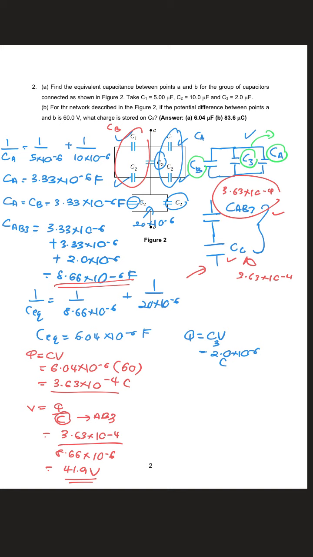Okay, and the voltage here is going to be 41.9. So you are going to get your charge Q3 as 8.37 × 10^-5 coulomb, or you can actually put it as 83.6 microcoulomb. Okay, that's how you do it. Let's proceed to the next question.